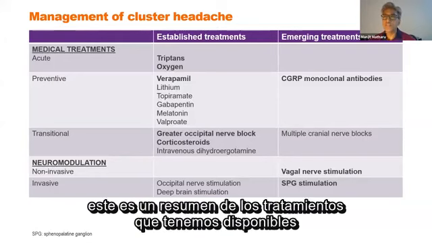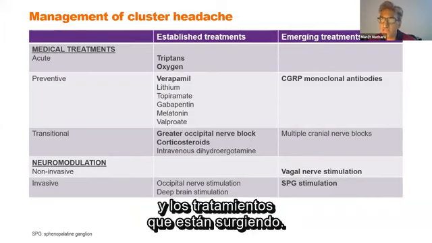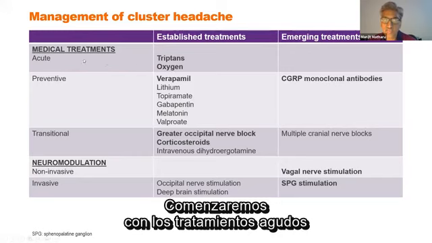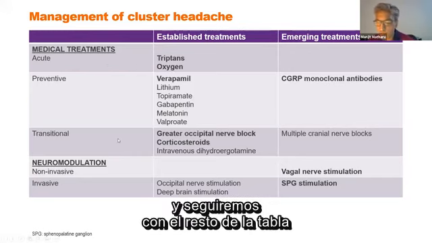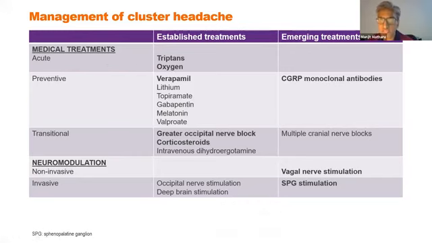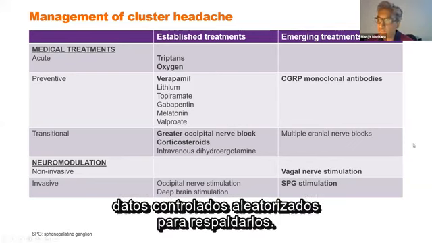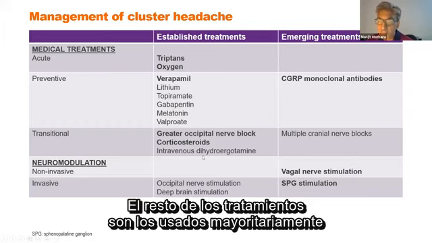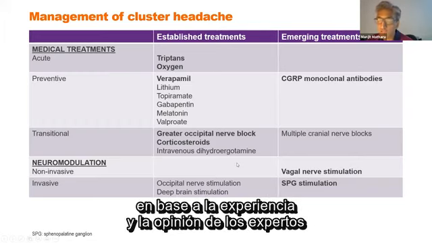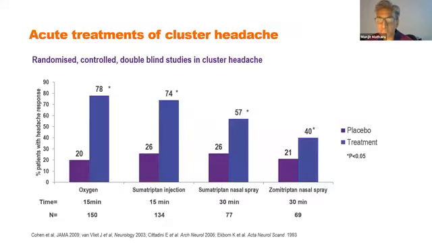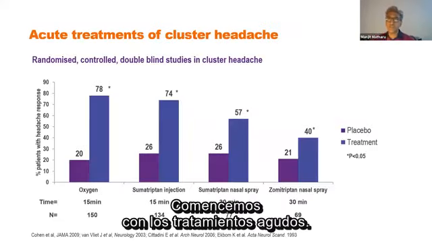Okay, so this is an overview of the treatments that we have available and the emerging treatments that are coming through. I'm going to go through this table one by one, starting with the acute treatments and working through the rest of the table. The treatments shown in bold are all the treatments that have randomized controlled data to back them up. All the other treatments are used largely on the basis of experience, expert opinion or case series without randomized controlled evidence. So let's start with the acute treatments.